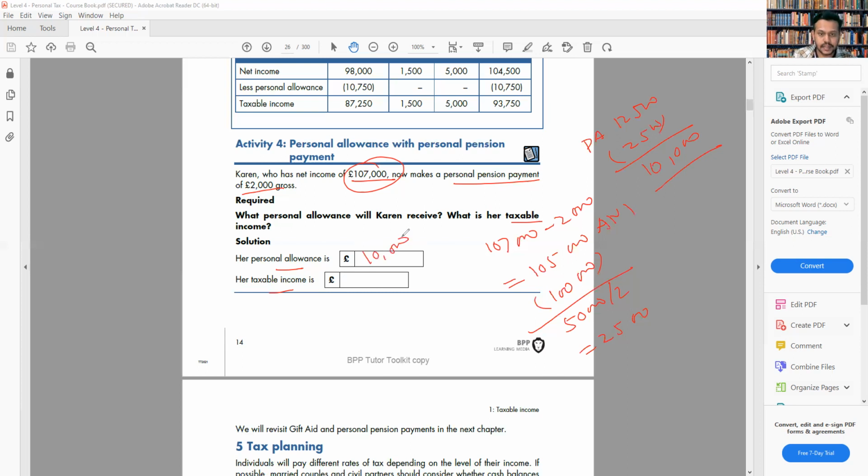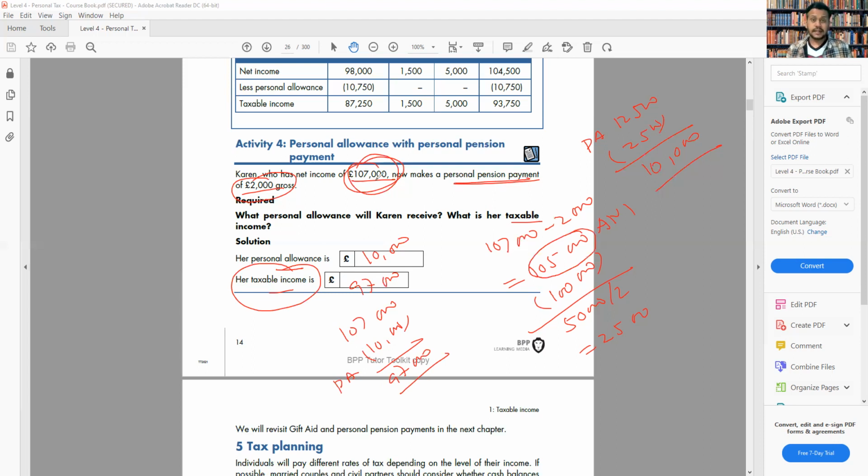And how much will be the taxable income? So she has some income here. 107,000 is the net income, minus 10,000 personal allowance. That will be 97,000. Remember that the personal pension payment of 2,000 we only use to reduce the adjusted net income. But when you calculate the taxable income, you do not consider 105,000. Remember that you consider 107,000.